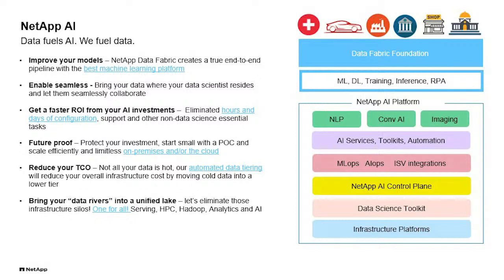We eliminate hours and days of configuration. We published ONTAP AI verified reference architectures so customers can quickly deploy their AI environment. You can start with a small POC and scale efficiently on premises or in the cloud. We reduce your total cost of ownership. Automated data tiering moves cold data to a lower tier that will reduce your infrastructure costs.